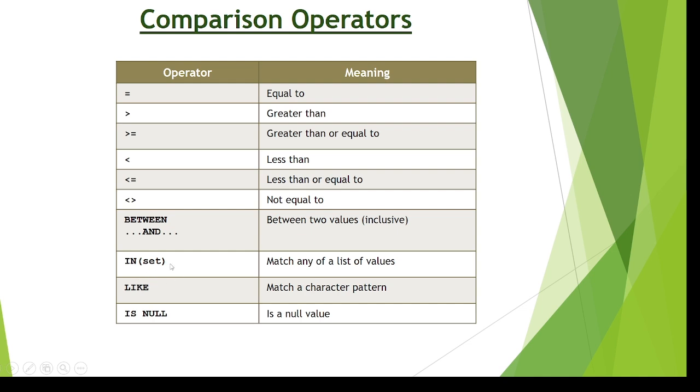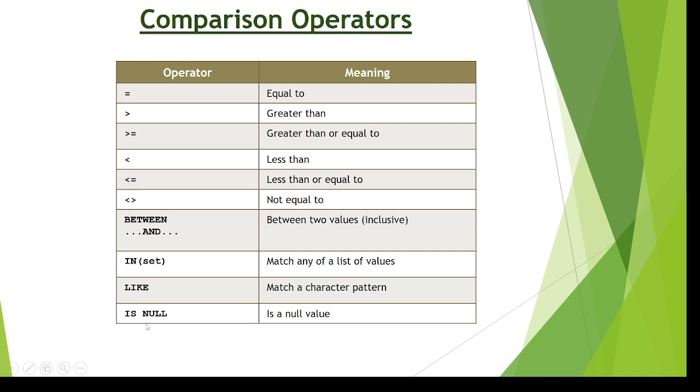Then we have the in operator, which is going to retrieve rows where the value of the column matches any value in a list of specified values. We have the operator like, which is used for pattern matching. It is going to retrieve the rows where the value of the column matches a specified pattern. Here it supports two wildcard characters: percentage for zero or more characters, and underscore for a single character.